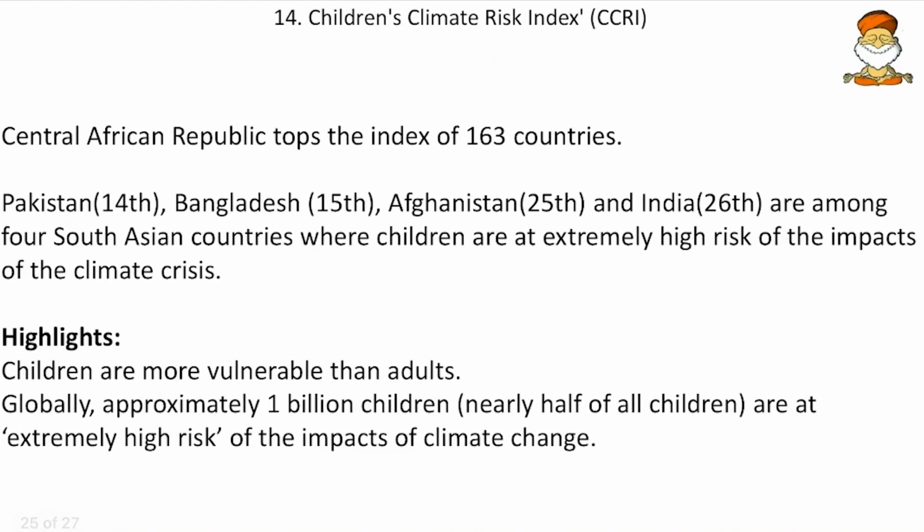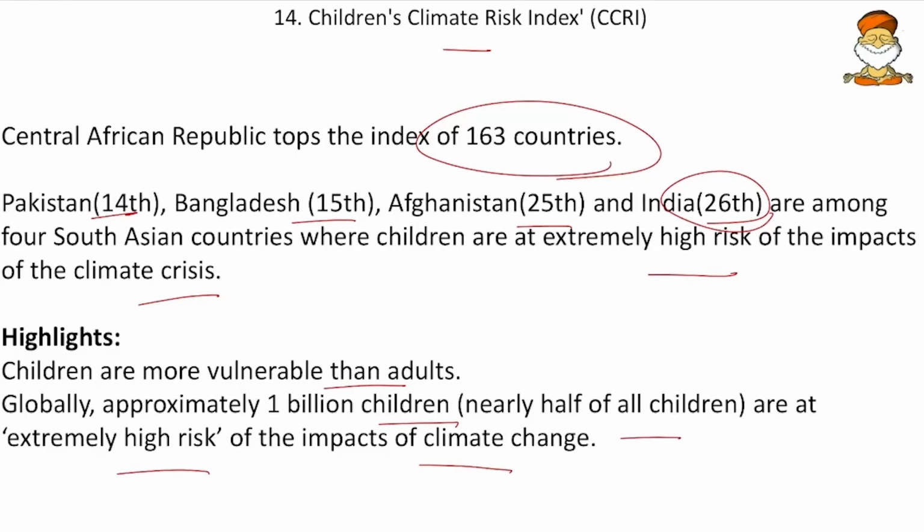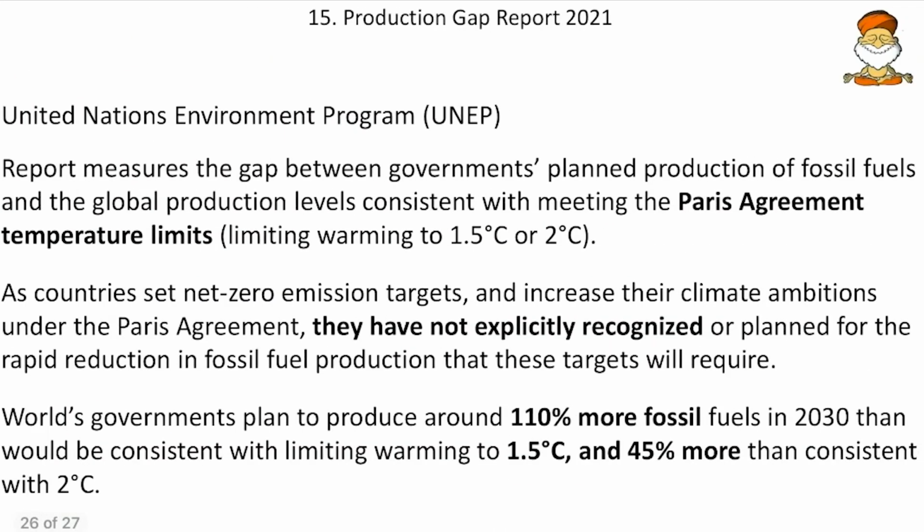Then come to next, the Central African Republic tops the index out of 163 countries. Pakistan with 14th rank, Bangladesh 15th rank, Afghanistan 25th, India 26th are the four South Asian countries where children are at extremely high risk of the impact of the climate crisis. Then some of the other highlights: children are more vulnerable than adults, and globally approximately 1 billion children, that is nearly half of all children, are at extremely high risk of the impacts of climate change. So here remember the Children's Climate Risk Index and also remember UNICEF. All other statistics are, obviously, not so extreme. And also remember 1 billion children are vulnerable.